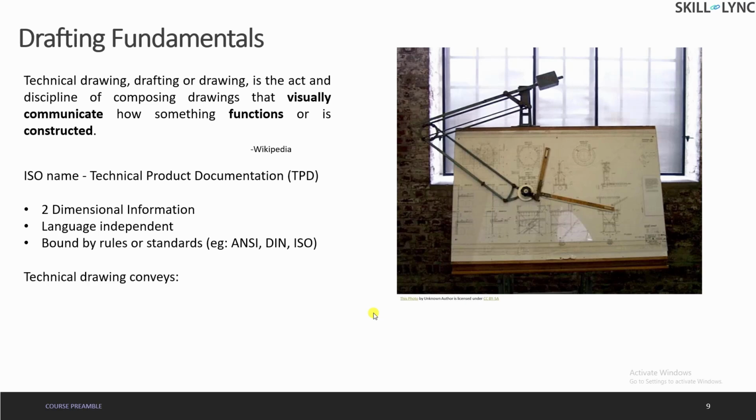So to sum it all up, a technical drawing conveys the geometry of the design, the dimensions of the design, the tolerances to which it has to be manufactured, what material it is going to use, and what the finish of the design is once it comes out of the line.